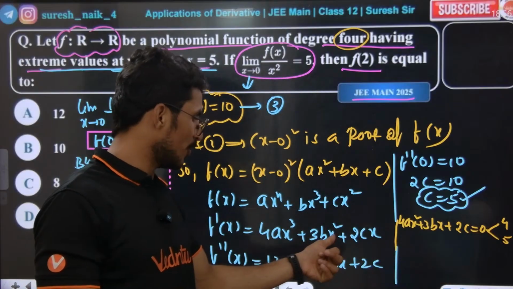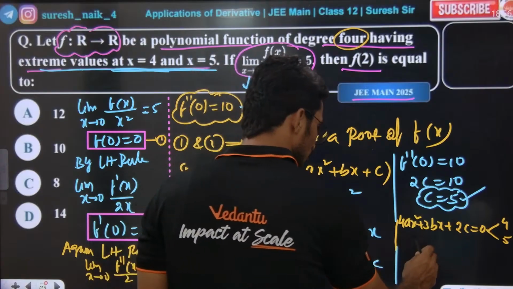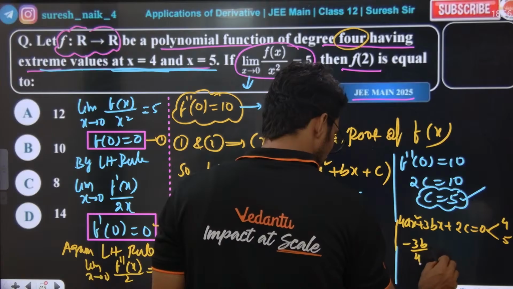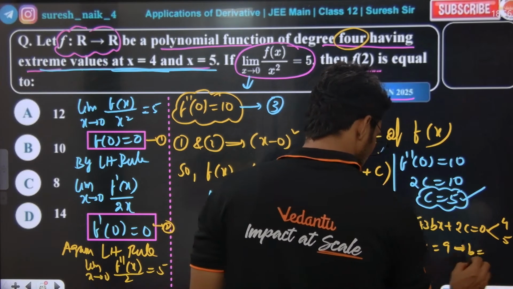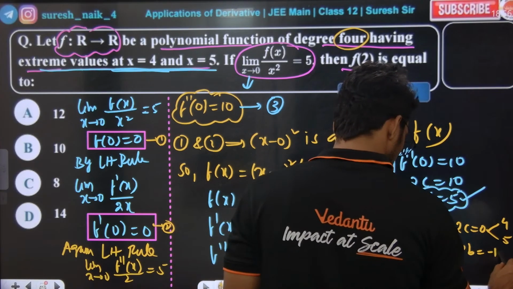In the cubic, putting 0 gives 0, but the quadratic will have two roots. Now the sum of the roots is minus 3b by a, which is equal to 9. So what is the b value? b is equal to minus 12.